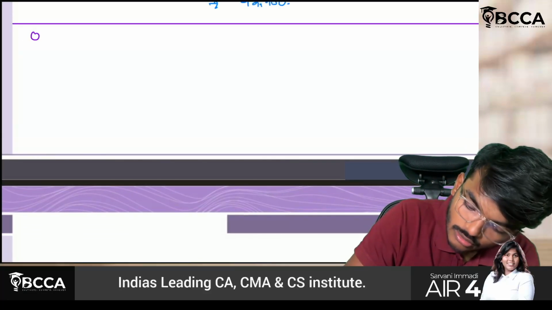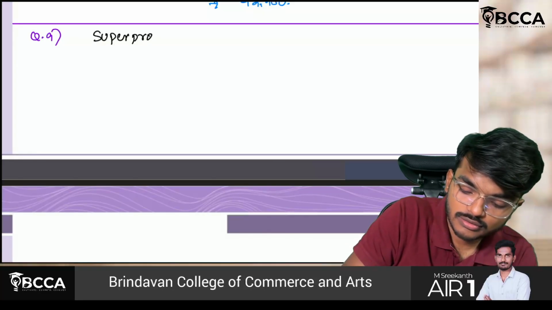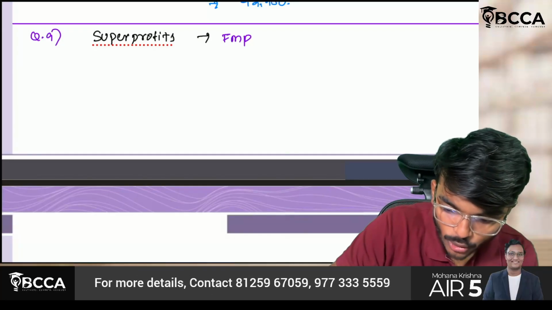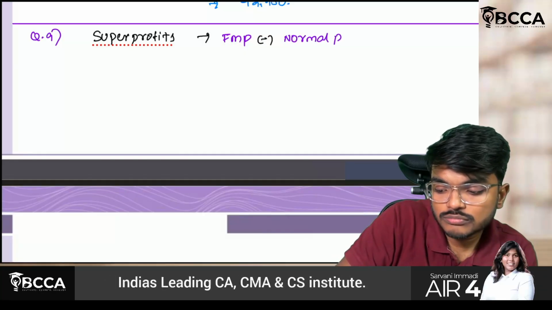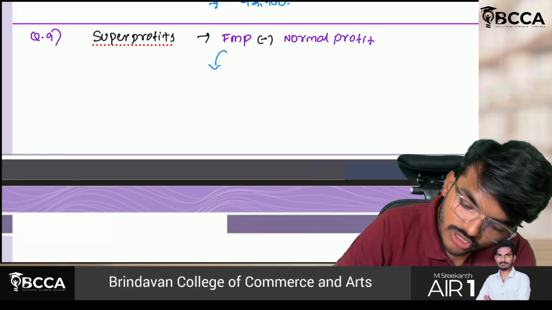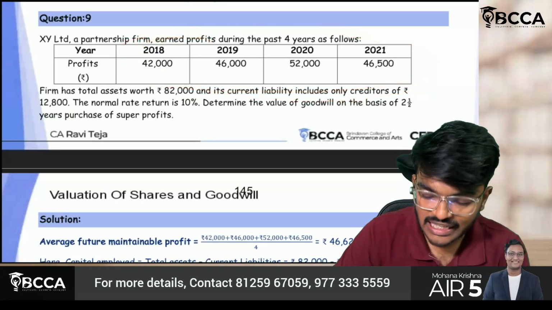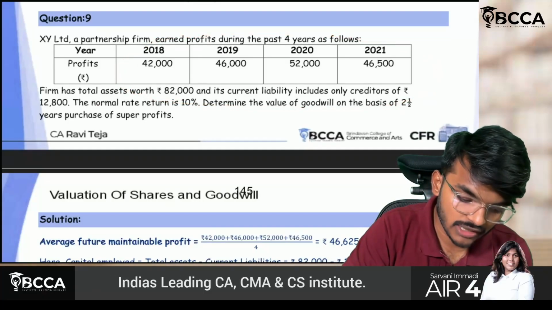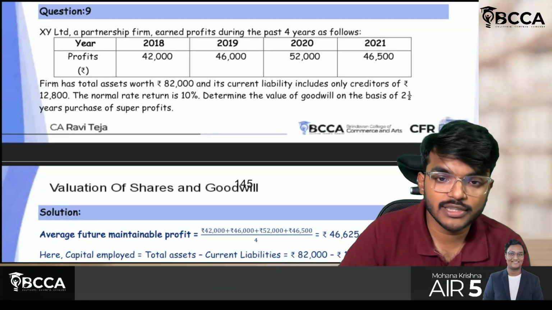Question number 9. Super profits. What is the formula of super profits? Very simple. You take the future maintainable profit, and from this you just deduct the normal profit. Let us calculate the future maintainable profit first. It is nothing but the average. There are no adjustments given in the question. So the average is 42,000 plus 46,000 plus 52,000 plus 46,500, and you will get 46,625.